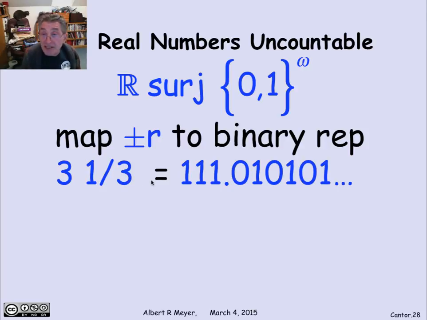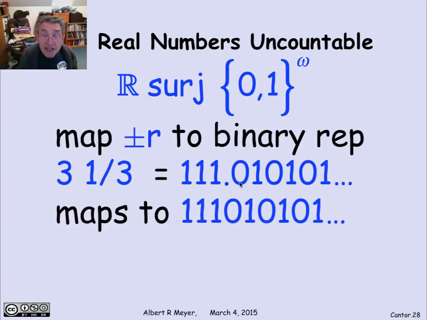Just as there's a decimal expansion of every real number, there's a binary expansion, just using base 2. So here's the binary expansion of 3 1/3. What I'm going to do is map 3 1/3 to this binary sequence. I'm going to ignore the binary point, it's not a decimal point, it's a binary position. And I'm just going to map it to the sequence 110101101. Okay? And I claim that this is a surjection because you're going to hit every possible binary sequence in this way.